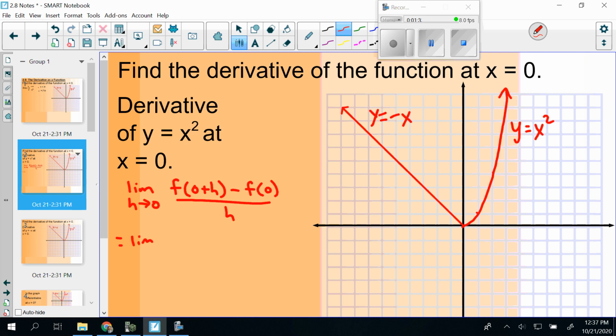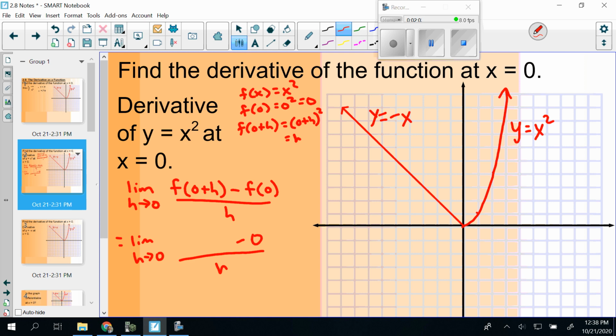So first let's plug in what these would be. f of 0 would be, in this case, our function is x squared, so f of 0 would be 0 squared or 0. So this is just going to be minus 0. What's f of 0 plus h? So f at 0 plus h would be 0 plus h squared, which is just going to turn into h squared.